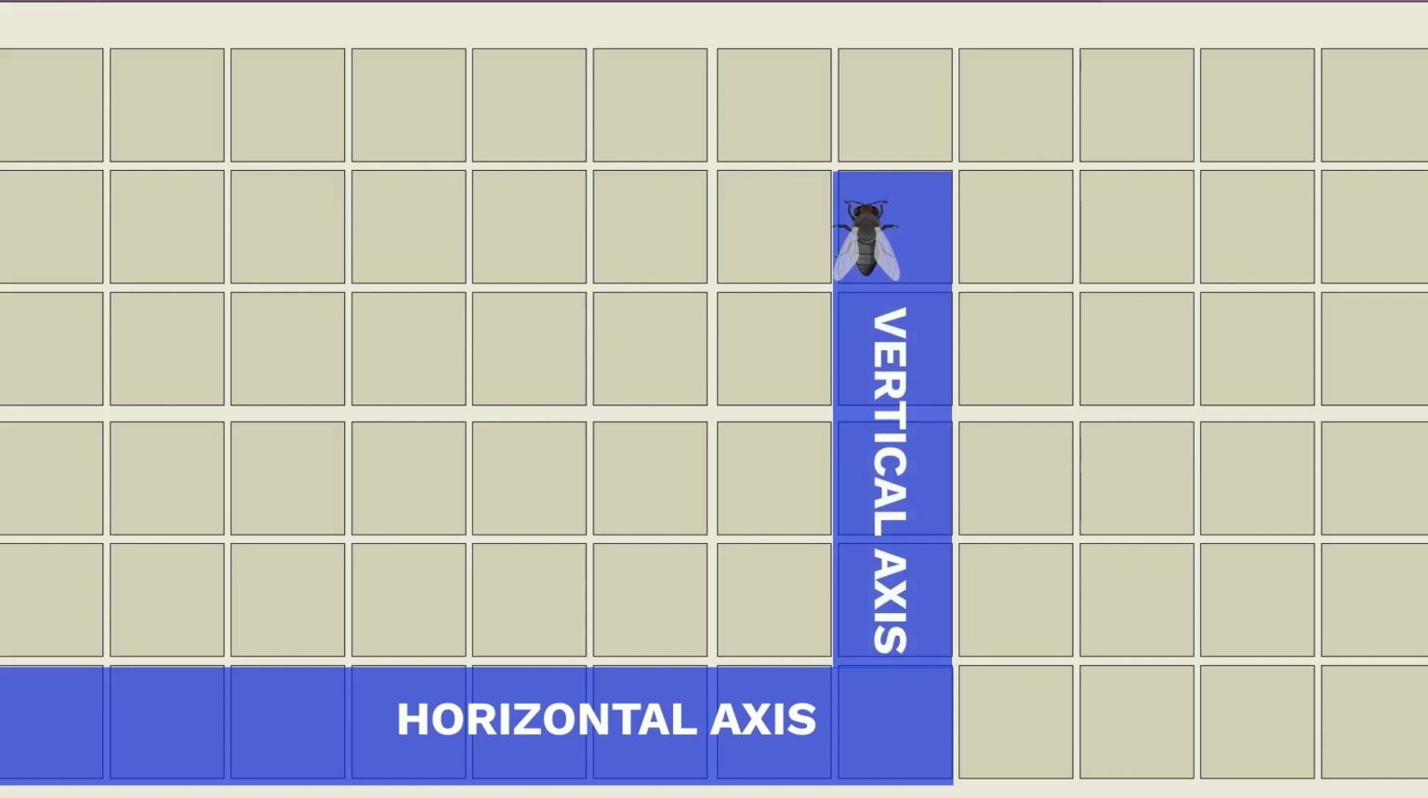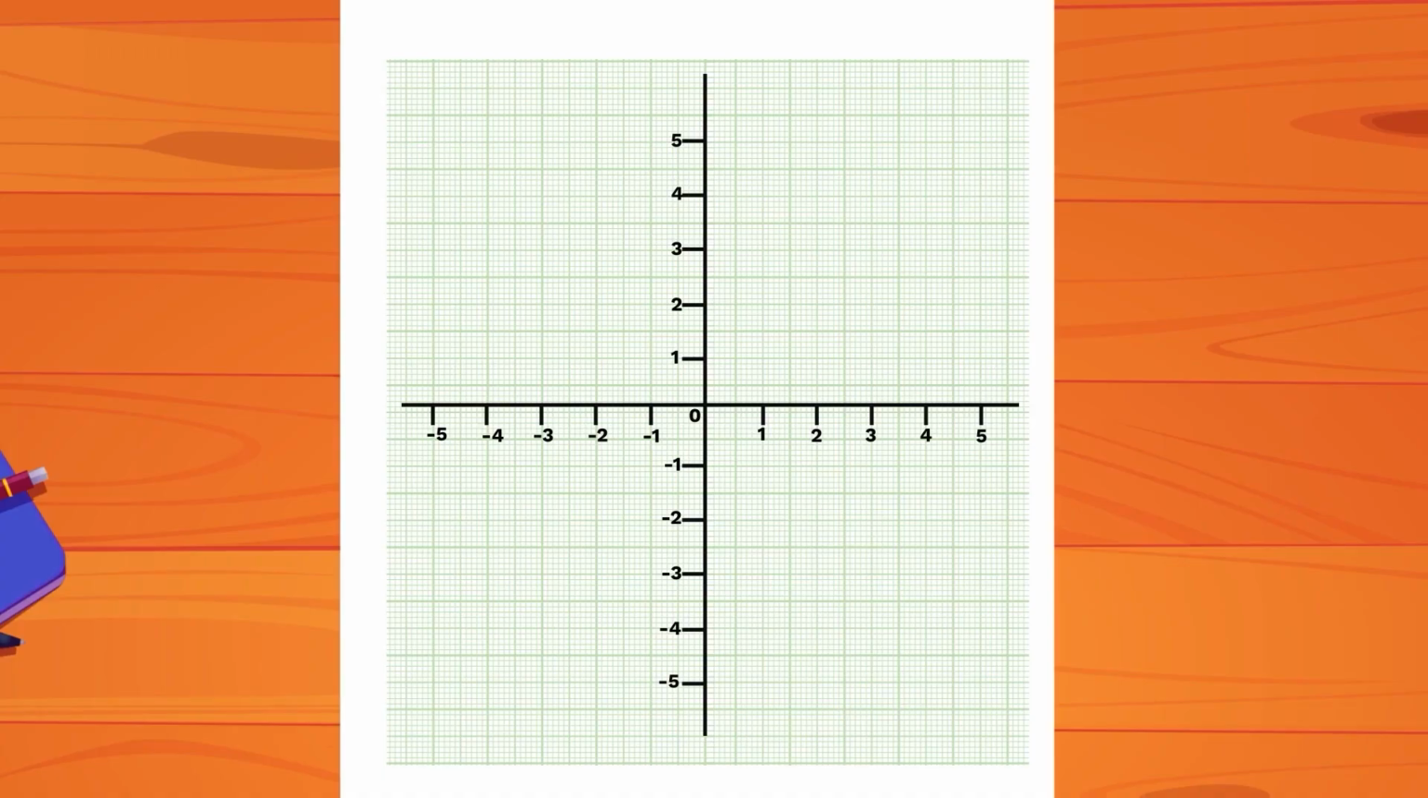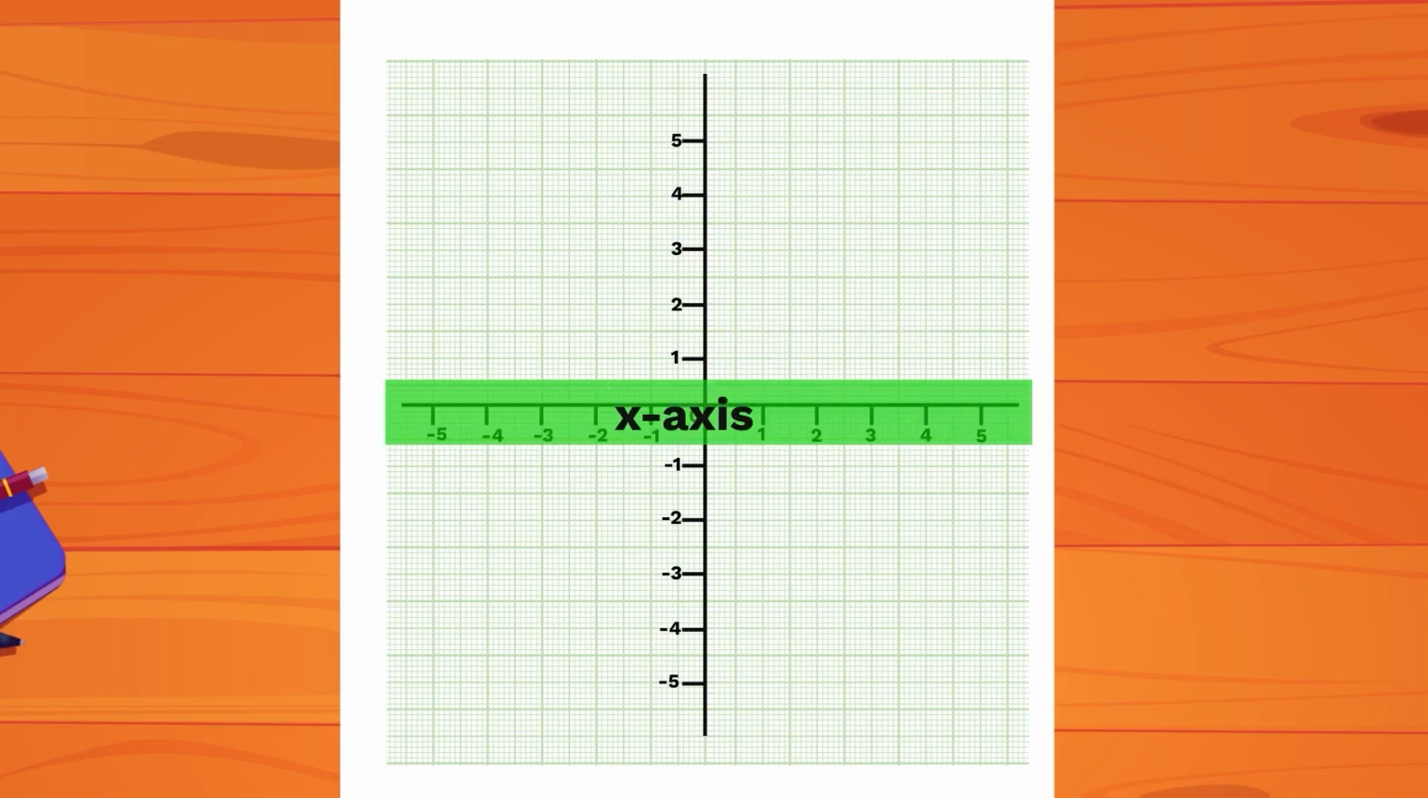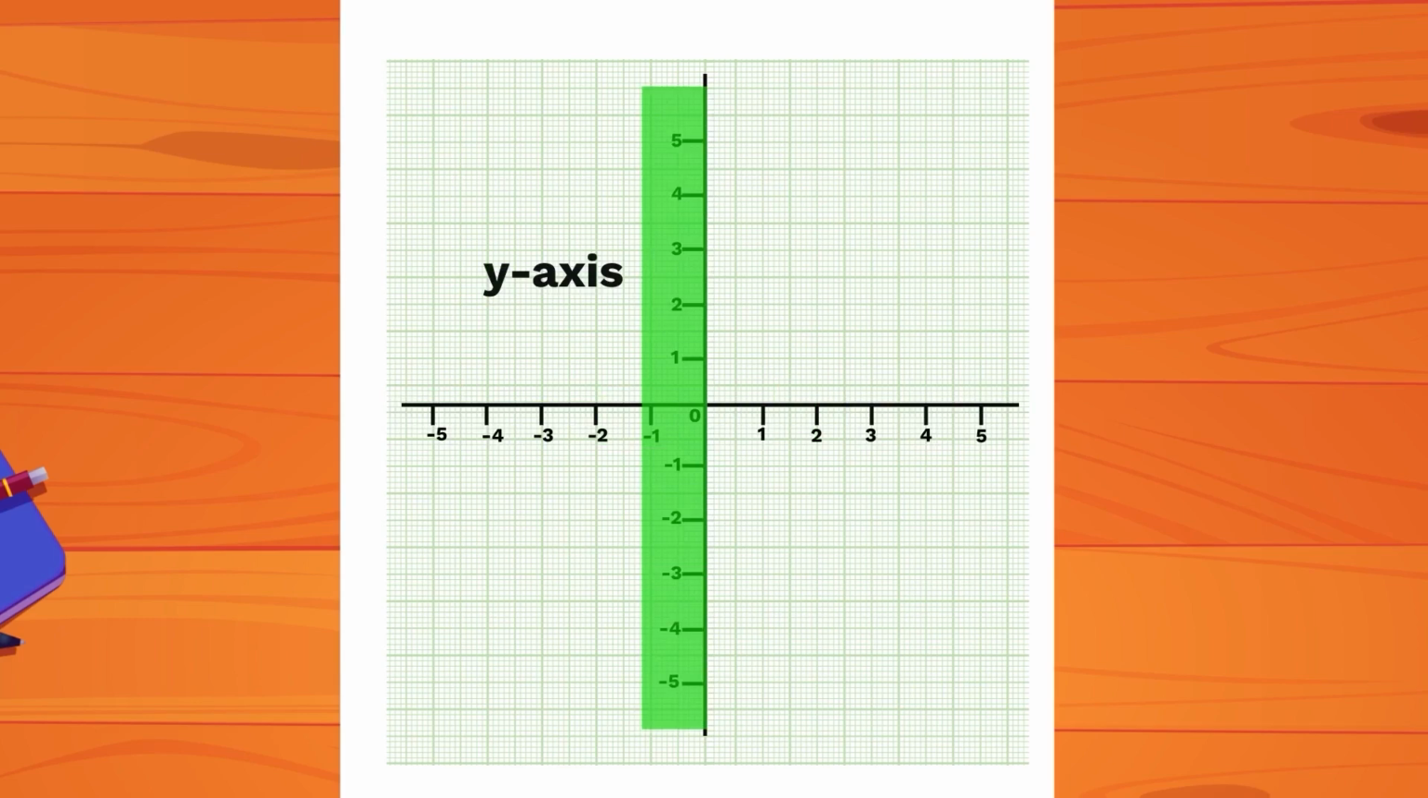The two axes are like two number lines which are placed perpendicular to each other like this. They meet each other at the 0 mark, which is the point of reference or the origin. The horizontal axis is the x-axis, while the vertical axis is the y-axis.